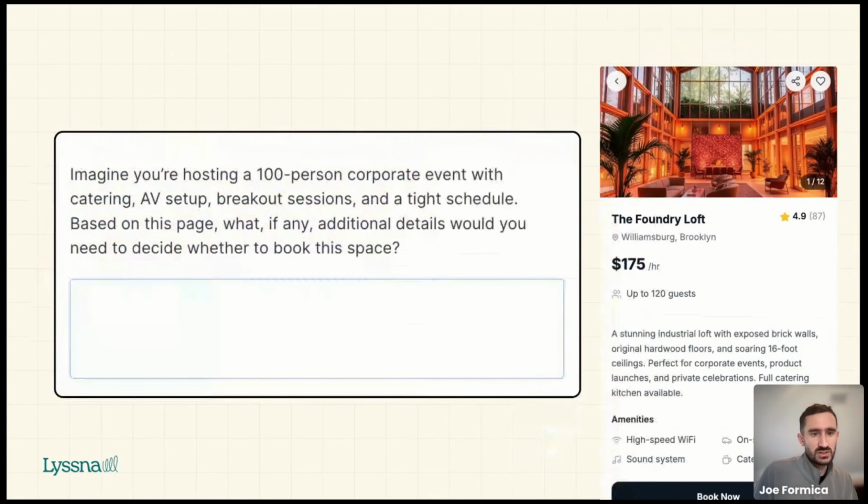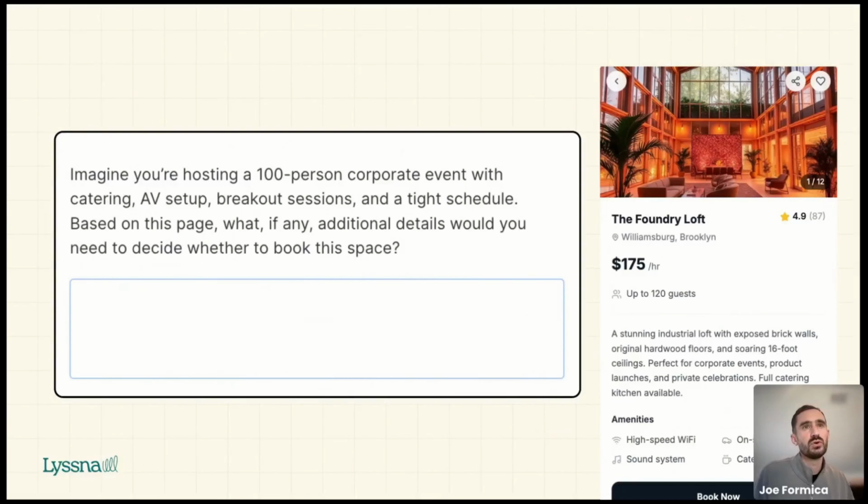Here's our question that we just looked at. Imagine you're hosting a 100-person corporate event, catering, AV setup, breakout sessions, and a tight schedule. Based on this page, what, if any, additional details would you need to decide whether to book this space? Now, someone who is, let's say, an event planner who's frequently running events like this is going to find it an okay question, right? It's close enough to their real experience that they're going to be able to answer it and say, I always look for something like this, or I look at the number of outlets and where they are, or if there's a coat rack and stuff. So they'll be pulling from their own experience.